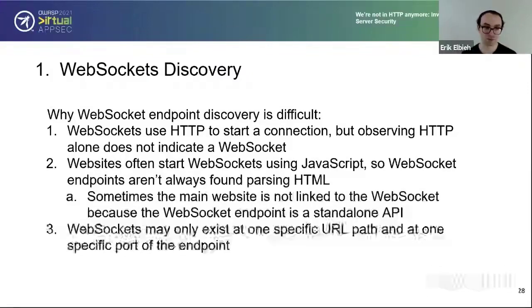And finally, all of these make the process difficult, but the last one is that WebSockets might only exist at one specific URL path of a specific port of the endpoint. If you're familiar with HTTP, you're often finding servers at port 80 for unencrypted, port 443 for encrypted. That's often similar for WebSockets, but it's not always the case. And unlike a website, which often has many URL paths that make up the website, the WebSocket might only be at one single path. Just visiting the website and navigating half of it, you might still miss the WebSocket endpoint because it could just be at one specific location.